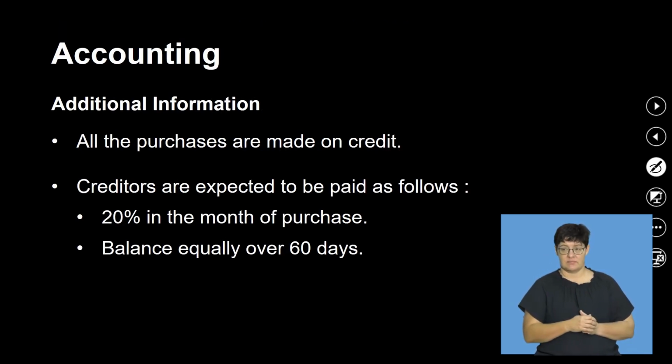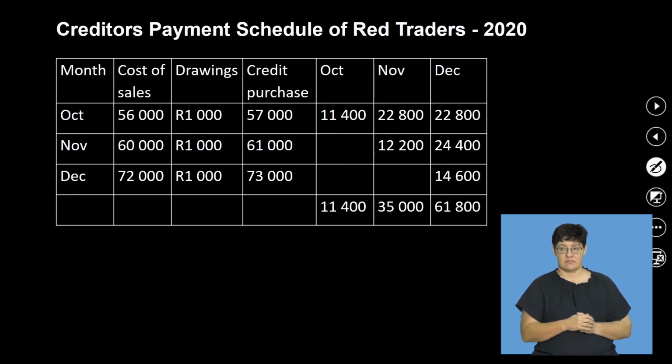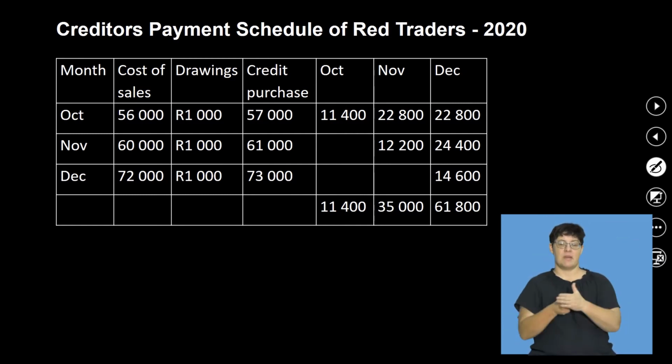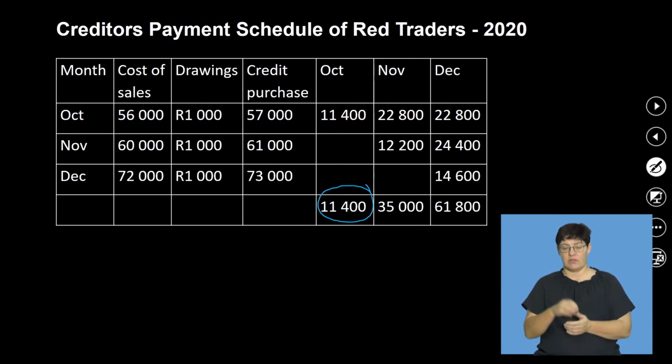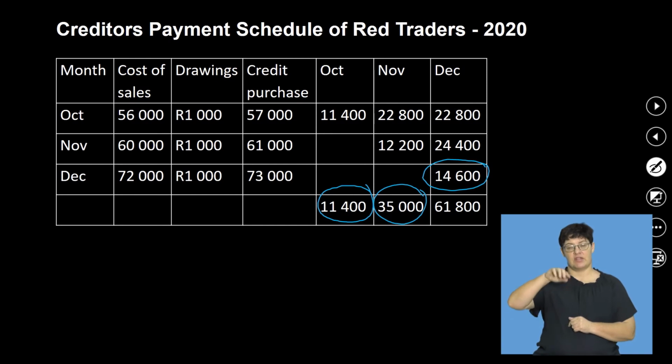Let's go and see what we have. We now have our completed schedule showing us all our purchases in terms of the credit purchases that we had. There's the October one, 11,400, November the 35,000, and December obviously the 14,600, which was the 20% of 73,000.